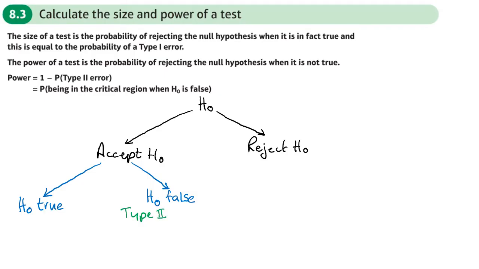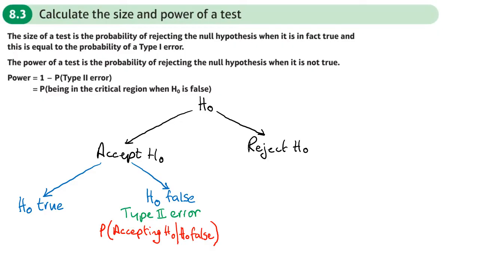A type 2 error. And the way that we worked out this type 2 error is it was the probability of accepting H0 given that H0 was false, and we'd have some new probability or some new mean that we would use.